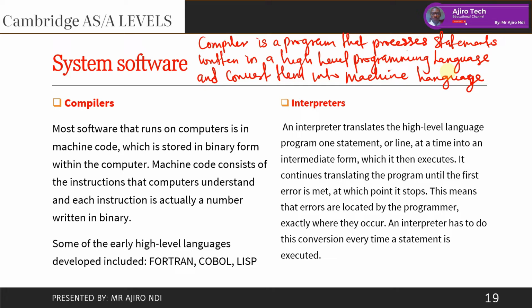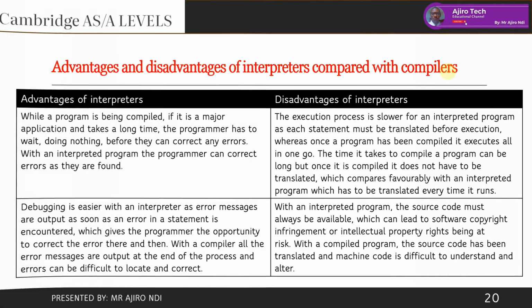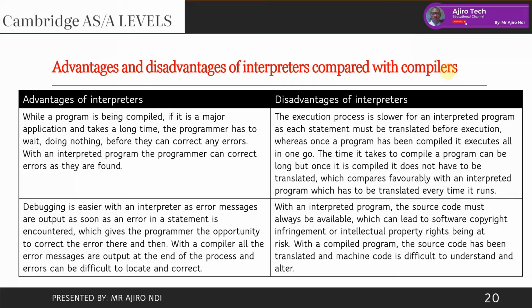So let's talk about the advantages and disadvantages of interpreters compared with compilers. Advantage: while a program is being compiled, if it is a major application and takes a long time, the programmer has to wait doing nothing before they can correct an error. With an interpreted program, the programmer can correct the errors as they are found. This is another advantage of an interpreter, because you have to compile the whole program to know if there's going to be an error or not.